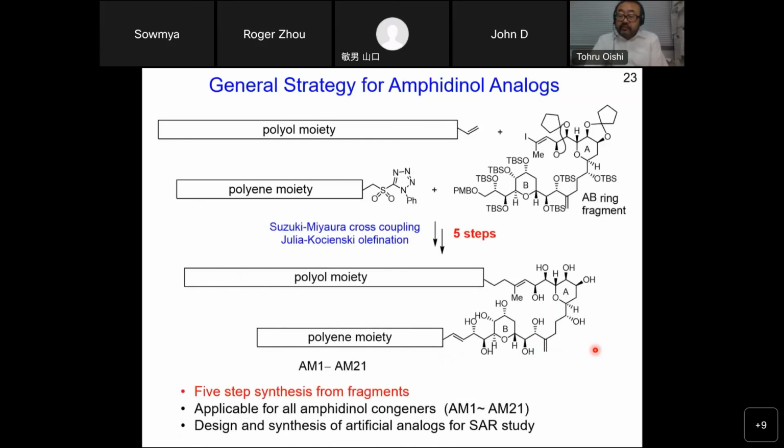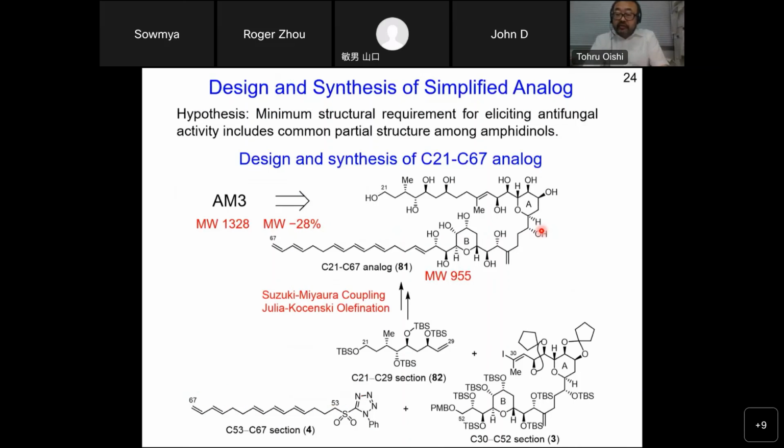The established method for total synthesis of M3 could serve as a general strategy for synthesizing not only other naturally occurring congeners, but also designed artificial analogs by changing the coupling partners corresponding to the polyol moiety and the polyene moiety via Suzuki coupling and Julia-Kocienski olefination in 5 steps. Based on the concept of minimum structure requirement, we expect that it would be possible to develop a simplified analog of M3 while retaining the antifungal activity.